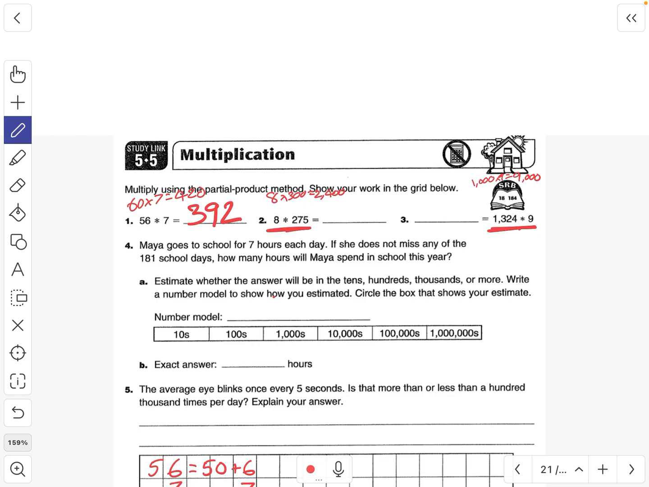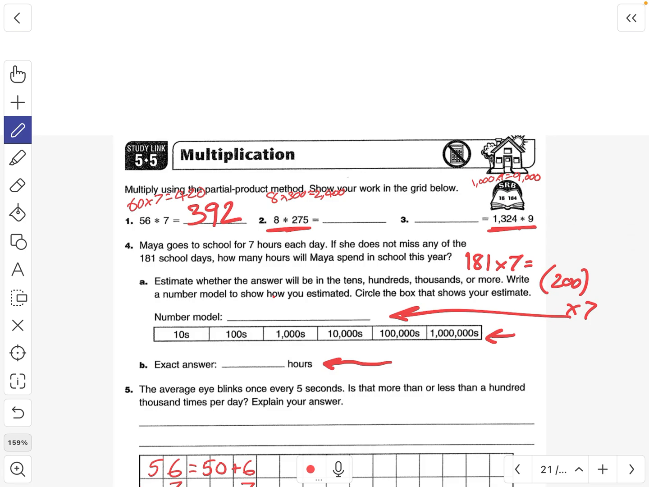Well, I'll give you a little hint. That's 181 times 7, but I think you figured that out. Your number model for the estimate, round 181 to the nearest 100. I'm not going to tell you what it is. And then multiply it by 7. That would be a good estimate. But I'm not going to tell you where that goes. Oh, maybe you want to put it there. And then you might want to circle one of these. And then you find out the exact answer by doing 181 times 7 and writing it there.